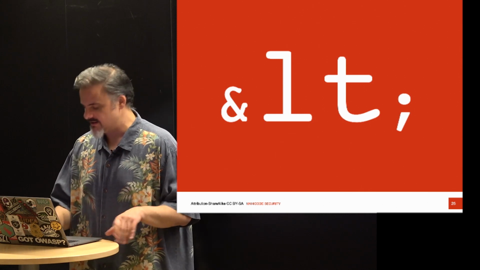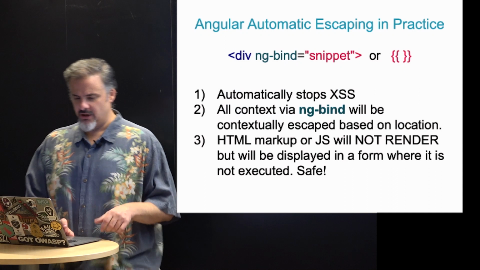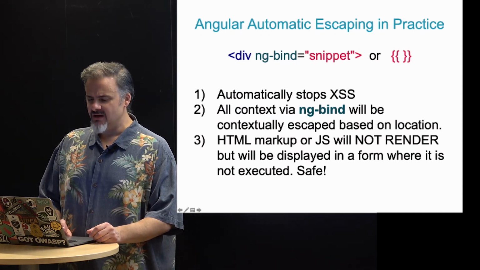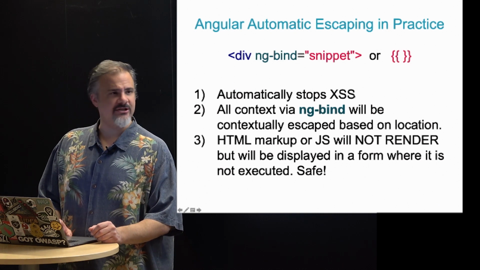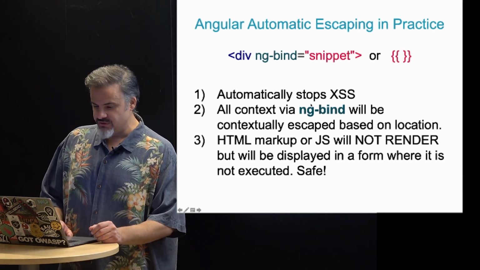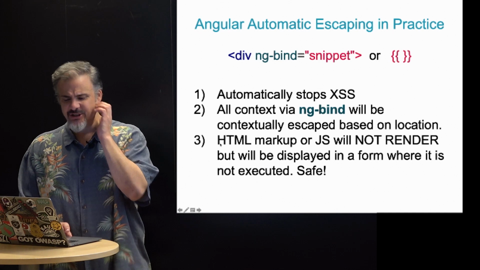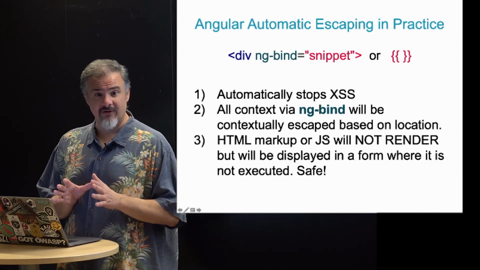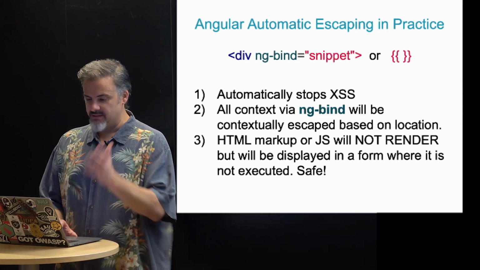That's the main defense. If we look at Angular, you have the call ngBind, or your double curly brackets. This will automatically stop cross-site scripting. It will automatically do the escaping for you. Any HTML or any JavaScript, it will be escaped in the Angular framework, and it will not render.